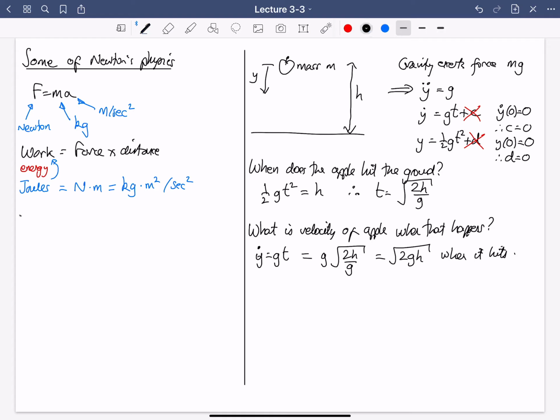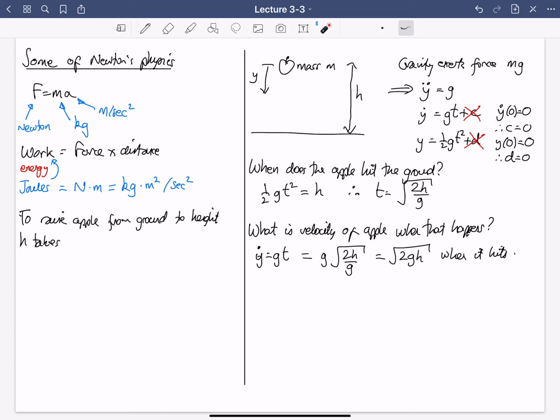So, for example, to raise the apple from the ground to height h takes how many joules? Work. That's the amount of energy we need to put in the apple to lift it off the ground to height h. That amount of energy that we need to put in, work, is force times distance.